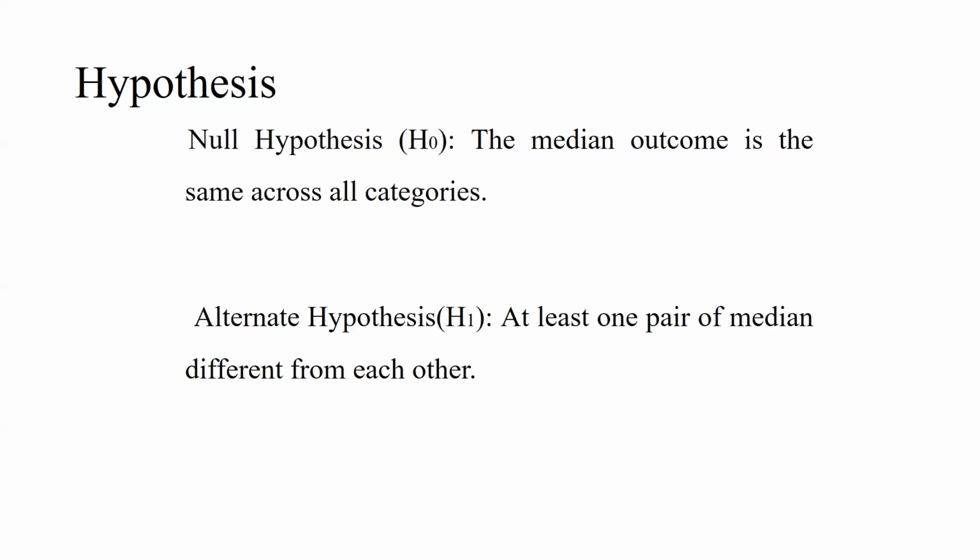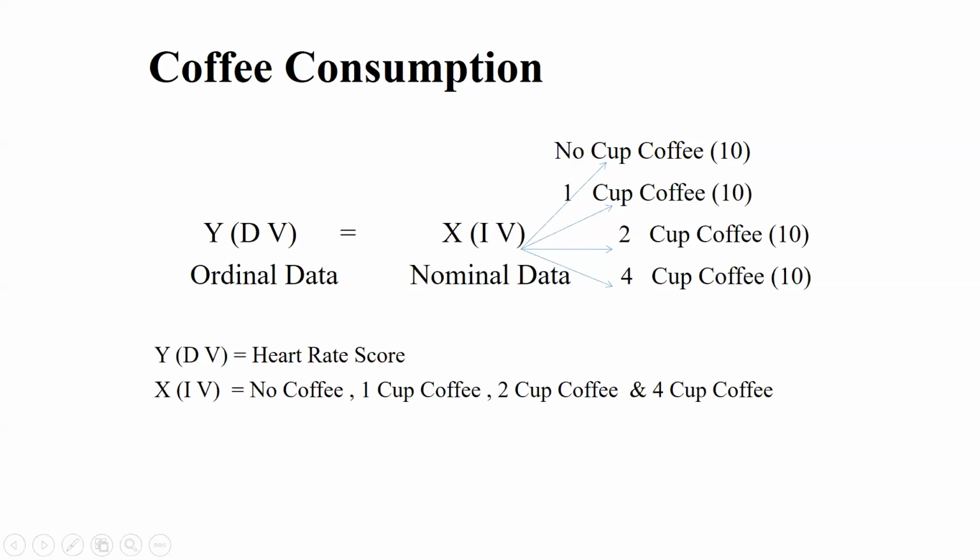So how will we develop the hypothesis for the non-parametric Kruskal-Wallis test? The null hypothesis would be that the median outcome is the same across all categories. So there is no difference whether you consume 1 cup, 2 cups, or 4 cups of coffee, your heart rate will not increase. The alternative hypothesis says no, at least one pair of medians differ from each other. So this is a very simple case study. Now I am performing the case study.